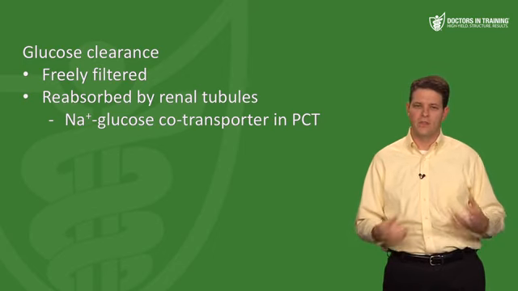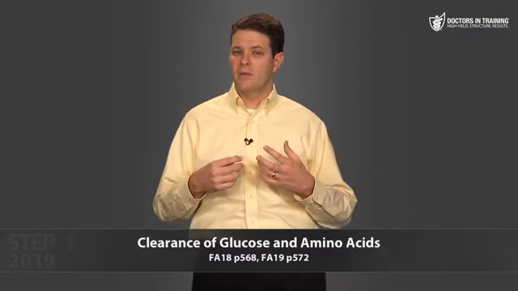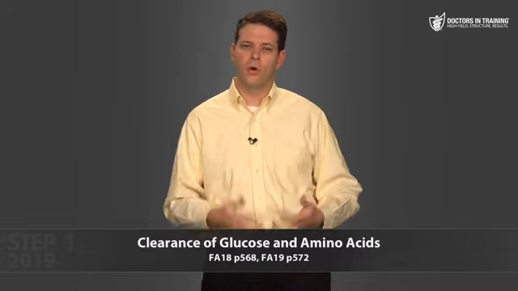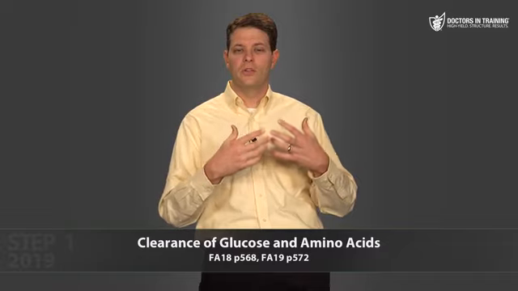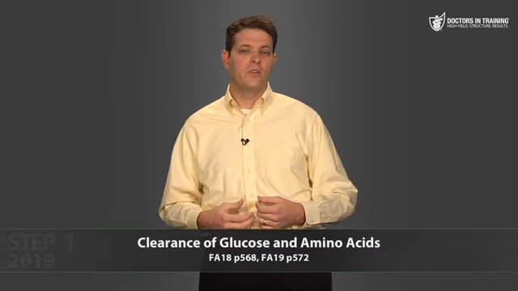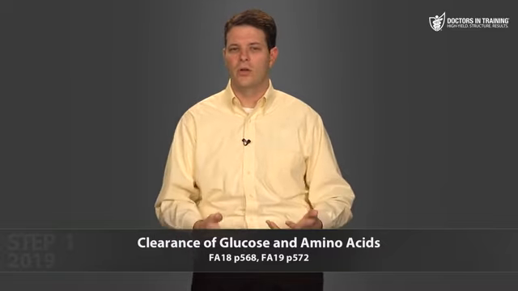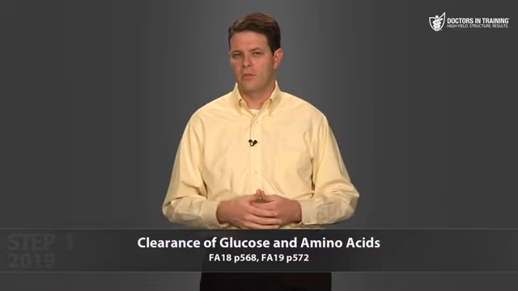They reabsorb most everything. But if the plasma glucose gets above about 160, you start to exceed your body's capacity to reabsorb glucose, and you start to lose some glucose into the urine. And then at a plasma glucose of 350, those transporters are fully saturated, so you're going to be spilling out a lot more glucose in your urine as you approach that serum level of 350.